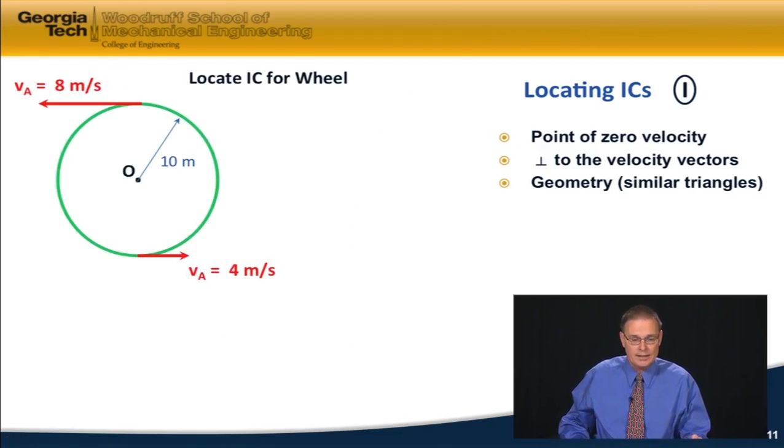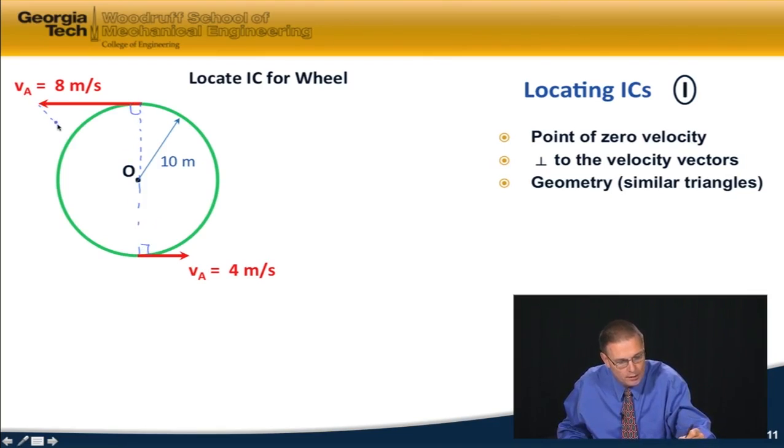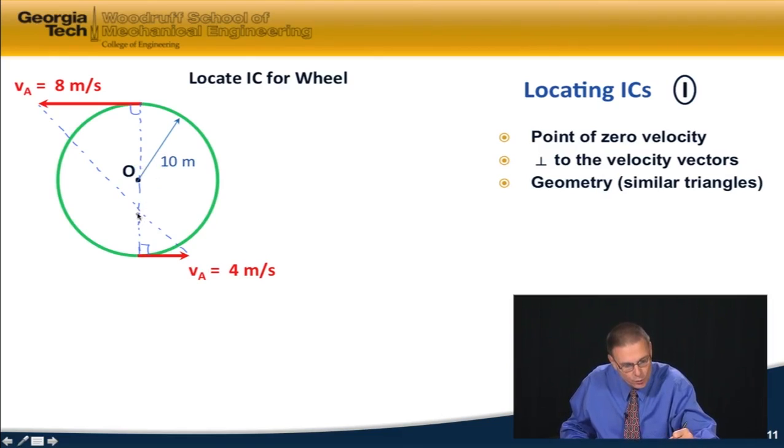Okay, one more problem. I want you to find the IC for this wheel and take some time on your own. Again, we are going to drop a perpendicular from the velocity vectors. I'll also draw a line between the tips of the velocities. And this is going to be the IC.